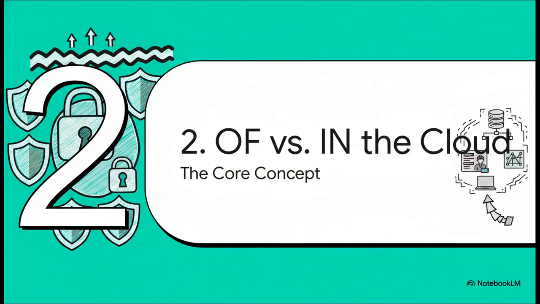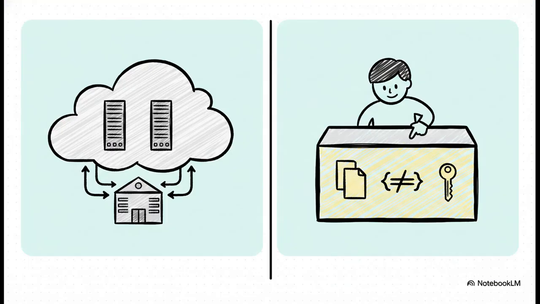Getting this is everything. Here it is, plain and simple. AWS is responsible for the security of the cloud. Think of that as the physical stuff, the global infrastructure. You, the customer, are responsible for security in the cloud. That's your data, your applications, your configurations, everything you put on top of that infrastructure.